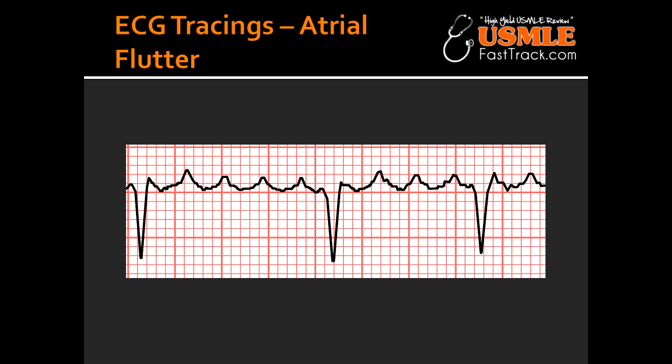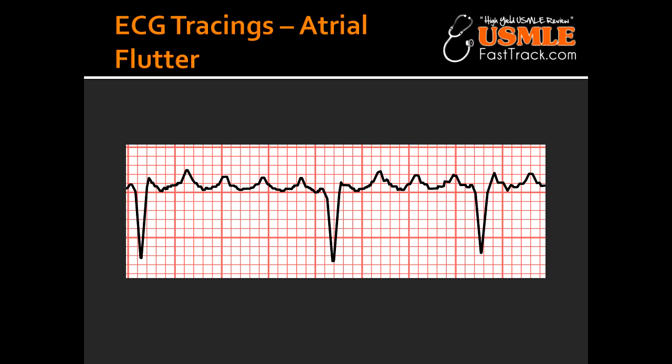ECG tracings, atrial flutter. What is atrial flutter? Atrial flutter is a rapid succession of identical back-to-back atrial depolarization waves. Describe the appearance of atrial flutter. Because of the identical appearance of the waves, atrial flutter can lead to a sawtooth appearance of the flutter waves.